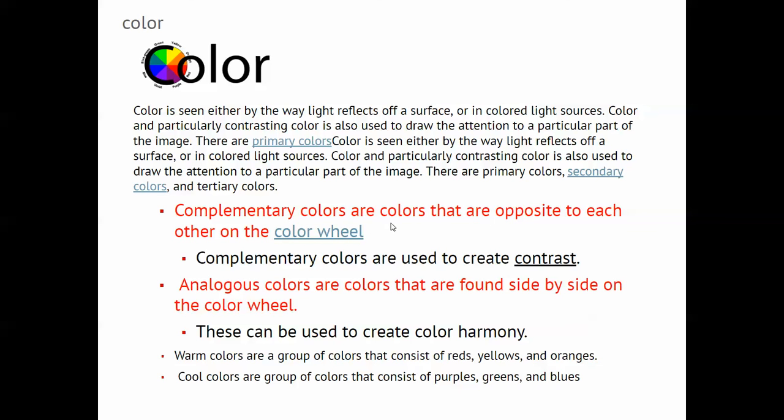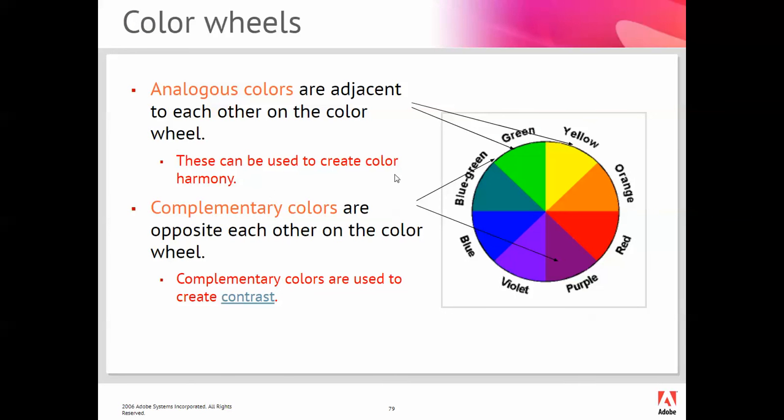All right, so color. Complementary colors are colors that are opposite each other on the color wheel. Analogous colors are colors that are found side by side on the color wheel. Make sure you write this stuff in red in your paper notes. If you look at the analogous colors and put these two together, they don't contrast very much, but they're smooth and they go together.